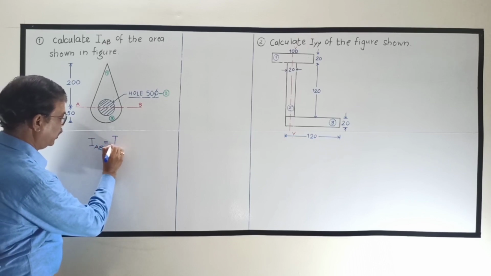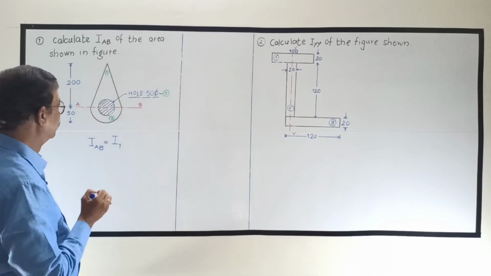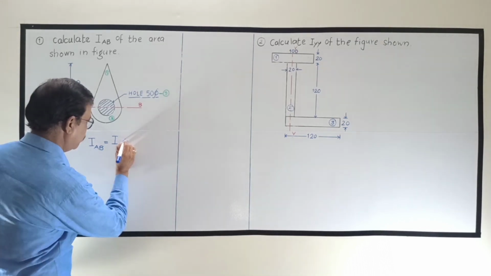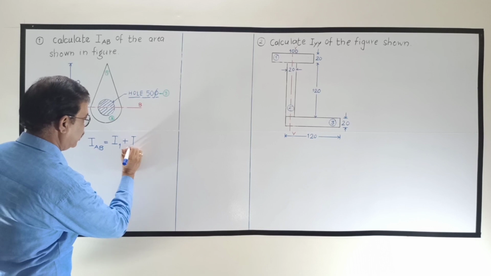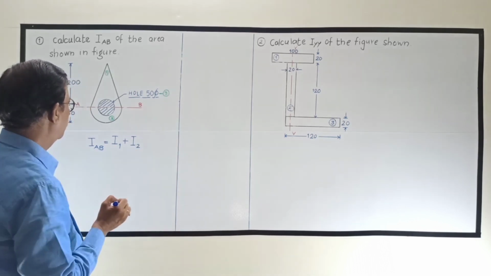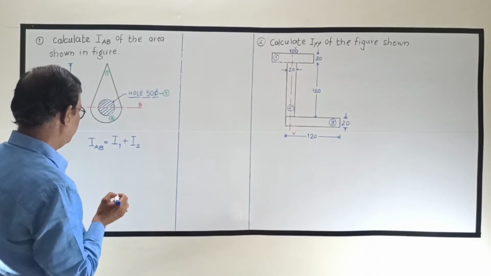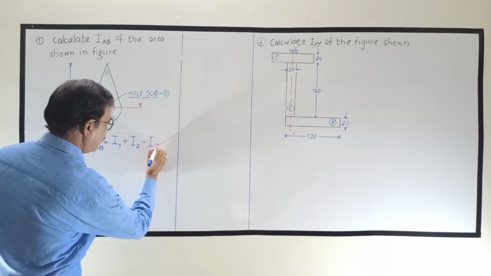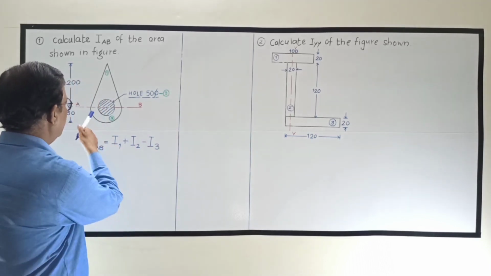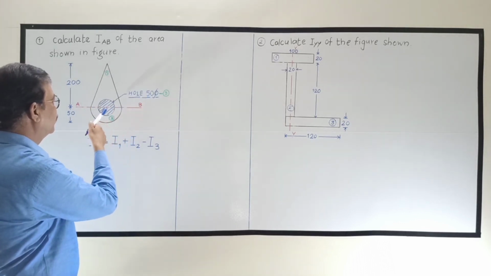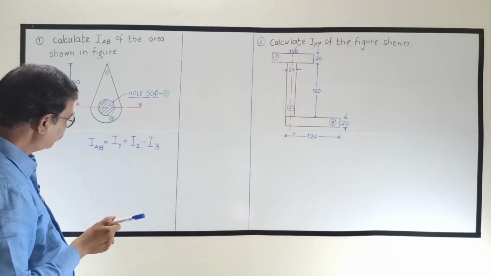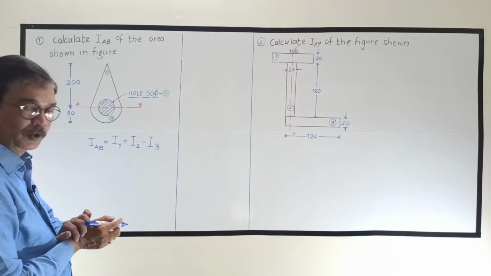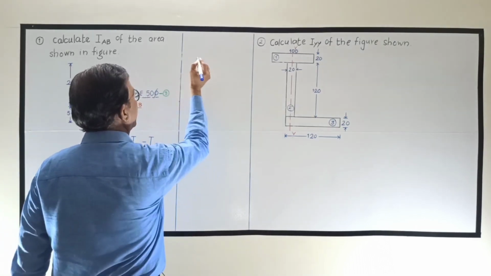I1. What is I1? Moment of inertia of triangle about base AB, plus I2, that is moment of inertia of semicircle about diameter, base diameter AB, minus I3. What is I3? Moment of inertia of centroidal diameter of circle. Why is it minus? Because it is a hole which is cut from that. Okay. Now we will calculate I1, I2, I3.